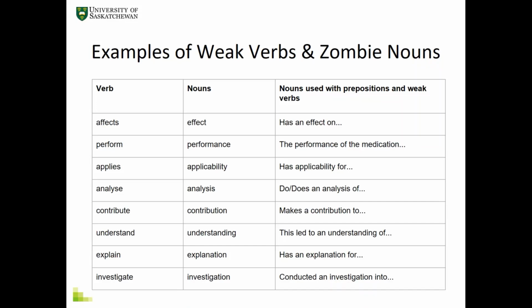So when you see the noun, think, can I turn this into an action word instead? So instead of the performance of the medication, you could say the medication's performance. Instead of makes a contribution to this topic, you could say it contributes to this topic. It really energizes your writing and gives it more clarity, and it cuts out a lot of wordiness as well. So I really like that tip.